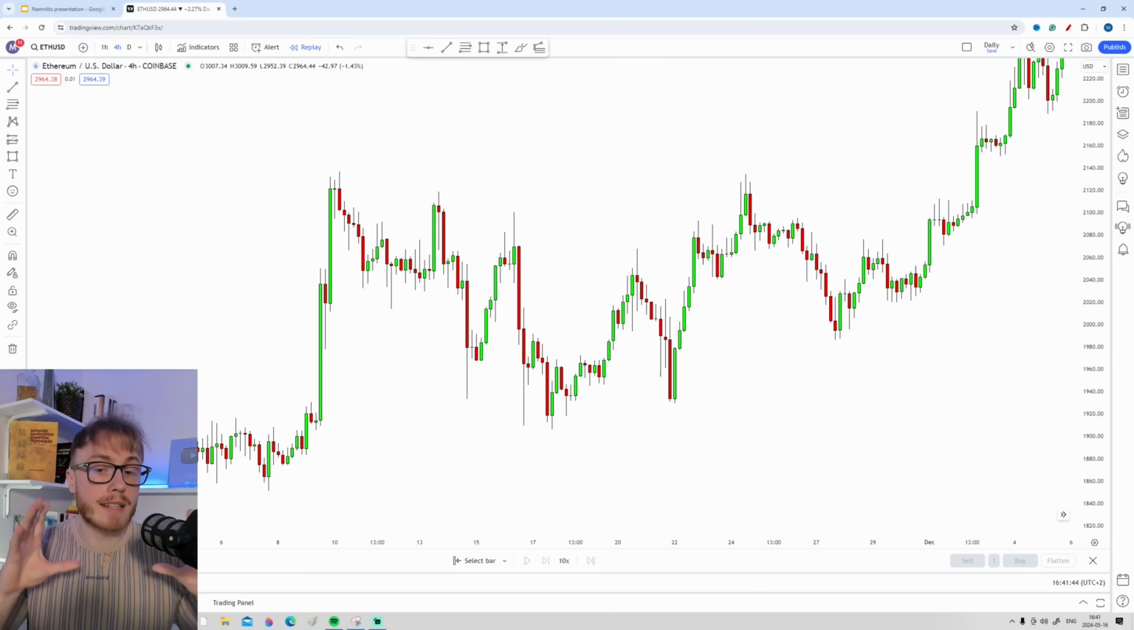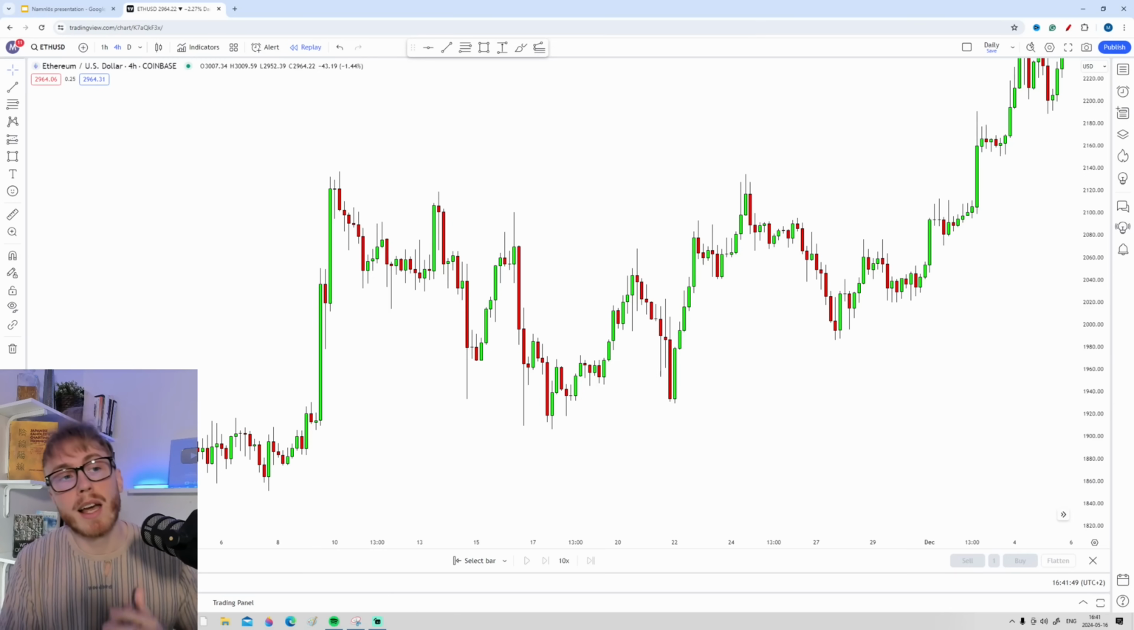So now let's take a look at the exact same example, but now in TradingView. I'm currently looking at Ethereum on a 4-hour time frame, and let's start here by identifying our resistance level.